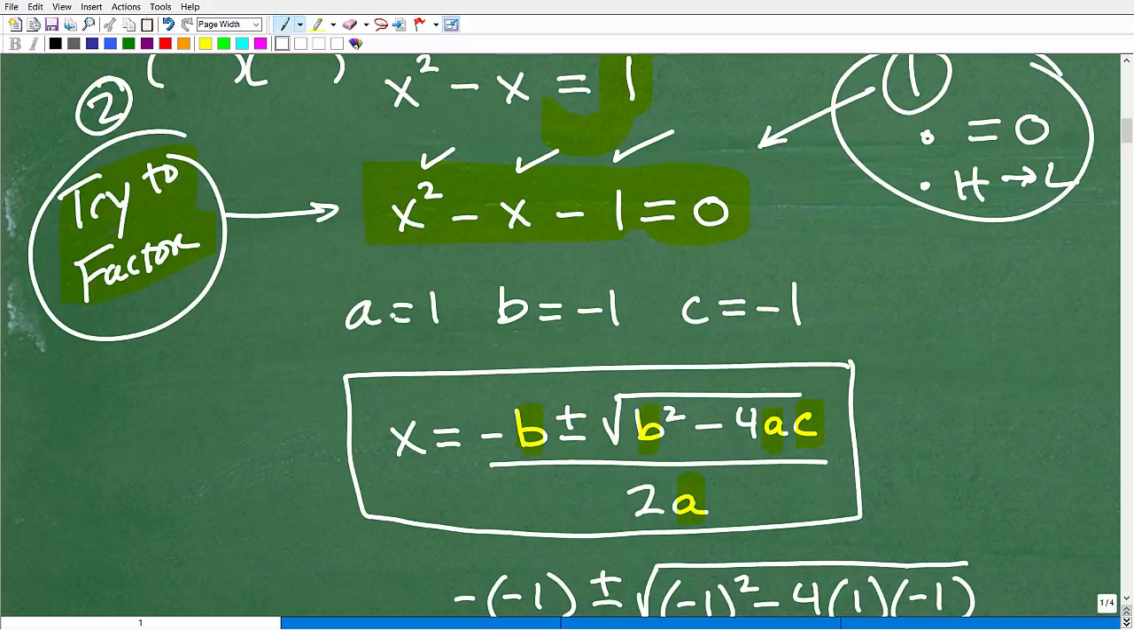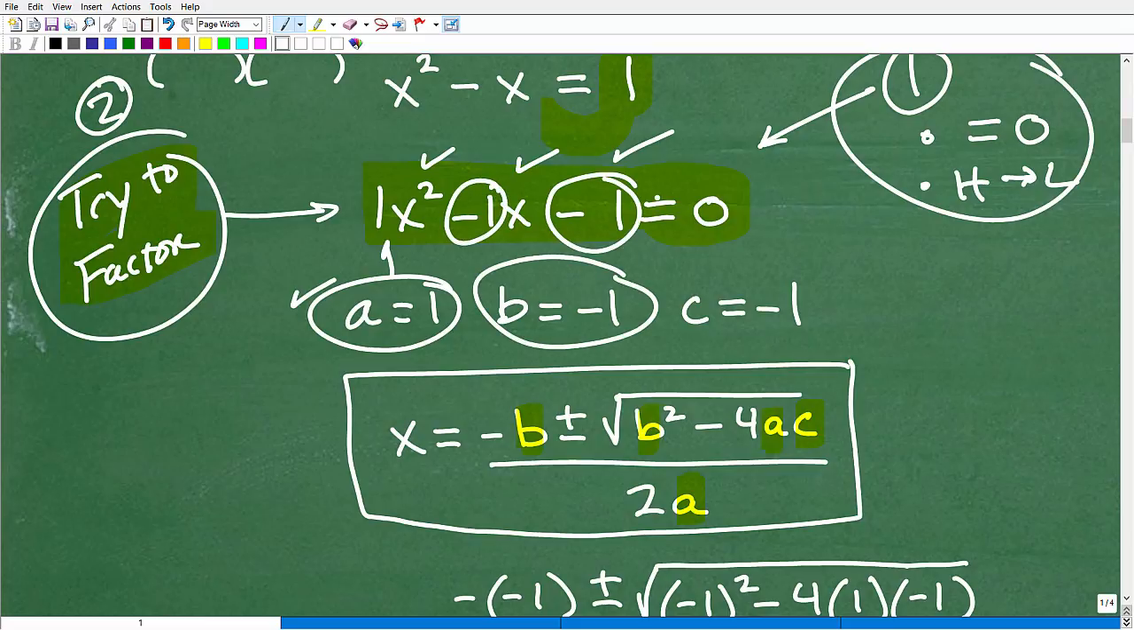Well, A is the coefficient of that leading term, what we call the leading coefficient. So whatever is in front of the x squared, in this case it's a positive 1, that's what A is equal to. Whatever is in front of the x term, in this case it's negative 1, that's what B is equal to, and then our little number by itself, that's what C is equal to. So C is negative 1, B is negative 1, and A is 1, okay?